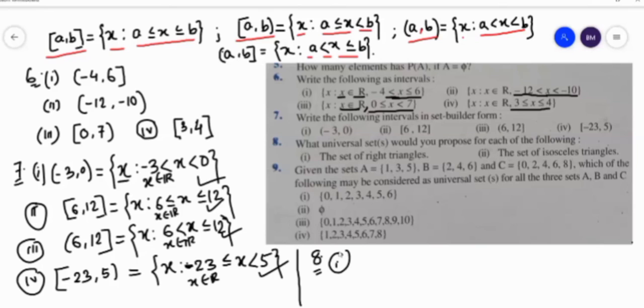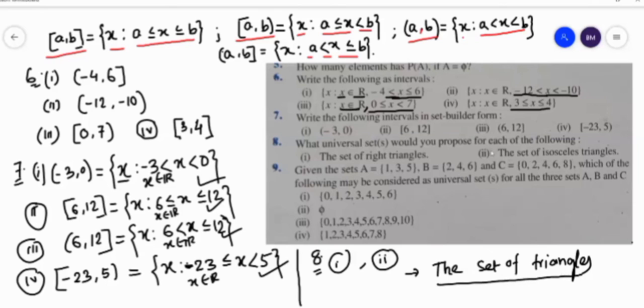Similarly, the second one, isosceles triangle. In that case, the universal set will be the set of triangles or set of polygons or set of two-dimensional figures. So for both 8 Roman 1 and 2, we can choose the universal set as the set of triangles. It includes all triangles. These two are particular types, right angle triangle and isosceles triangle.